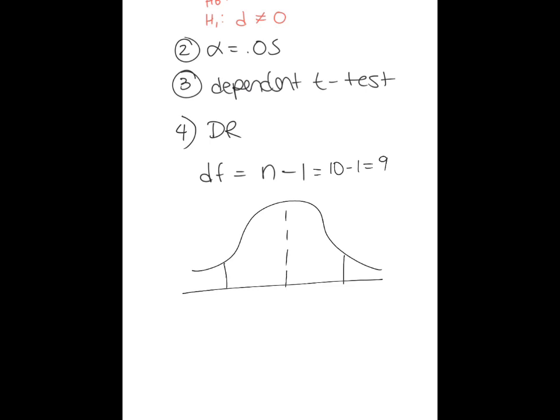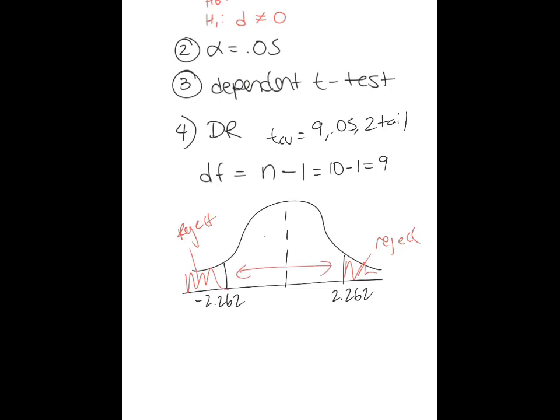We have the t critical value based on 9 degrees of freedom, alpha of 0.05, and a two-tailed test. That gives us a t-statistic of 2.262. So negative 2.262, positive 2.262. And here are our rejection regions. So reject, and reject. And of course the middle area is our fail to reject region.